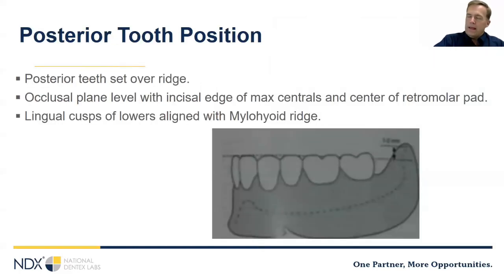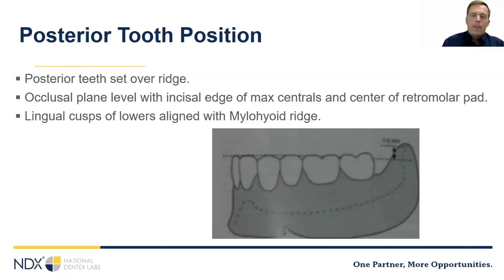So then we get to our posterior teeth. If our anterior tooth position is determined by aesthetics modified by function, our posterior tooth position really needs to be dictated exclusively by function. First, we have to set our posterior teeth over the crest of the ridge. Because of the occlusal force back there, if we get them off the ridge, we're creating a lever so that the patient can tip their denture.